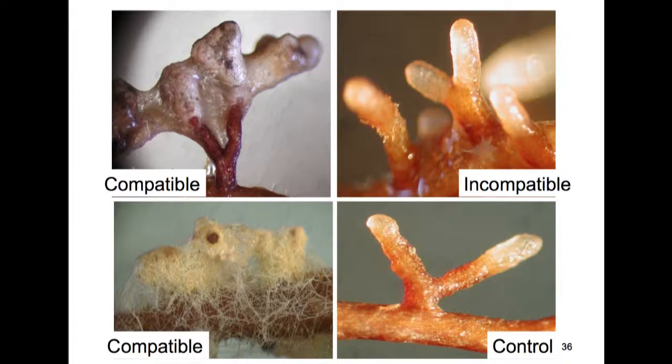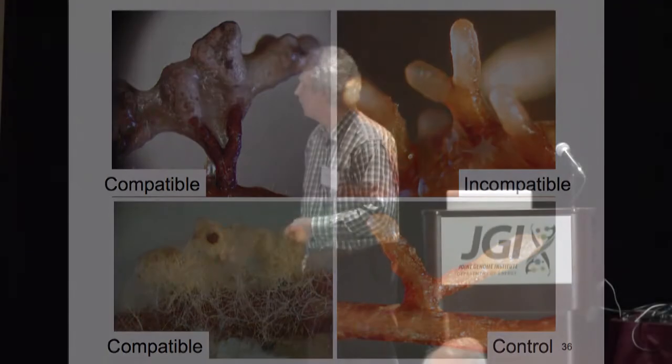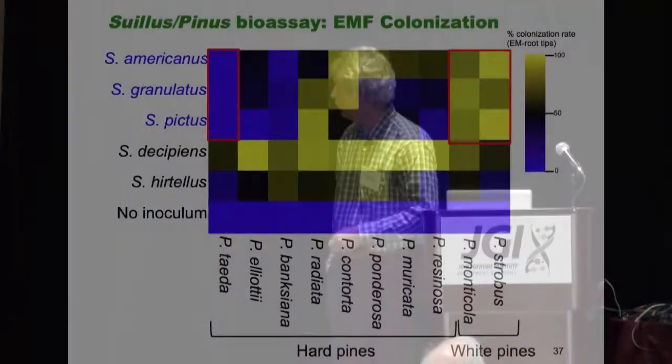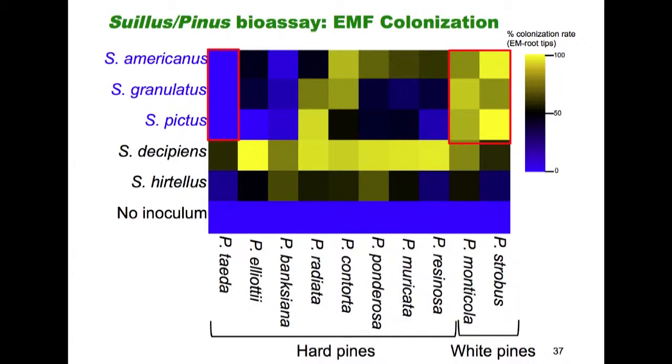Now, when we do these experiments, you can have two possible results. You can get compatible formation of mycorrhizae, and this is what healthy mycorrhizal root tips look like with Suillus. And here's what incompatible pairings look like. Not much different than a naked control root. Interestingly, even these incompatible pairings still have fungal mycelium growing around the root, but you don't have a compatible mycorrhizal formation resulting. So here's the table summarizing the results for those white pine associates.